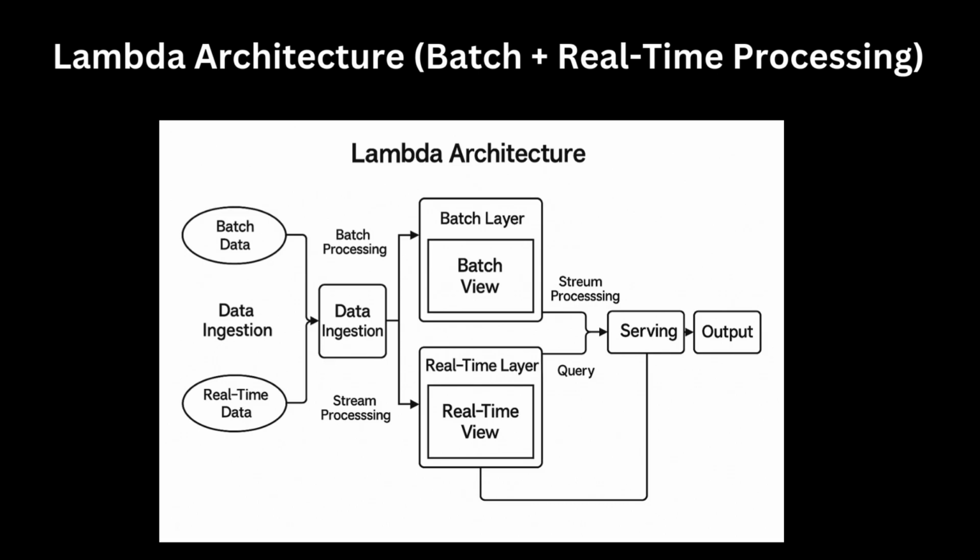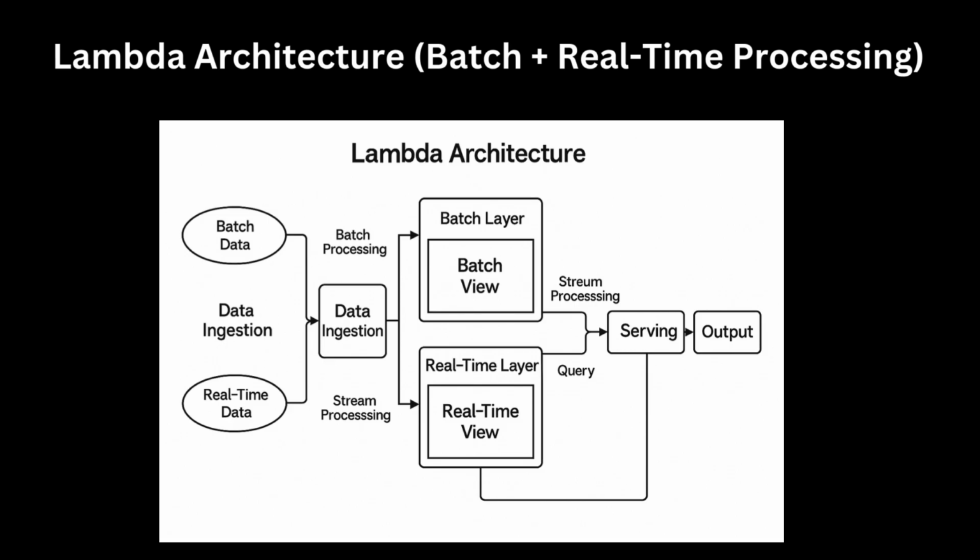Lambda architecture is batch plus real-time processing. Lambda architecture is a data processing framework designed to handle massive scale, fault-tolerant data systems by combining batch processing, for accuracy, and real-time stream processing, for low-latency insights. It was introduced by Nathan Marz to balance speed, scalability, and reliability in big data applications.